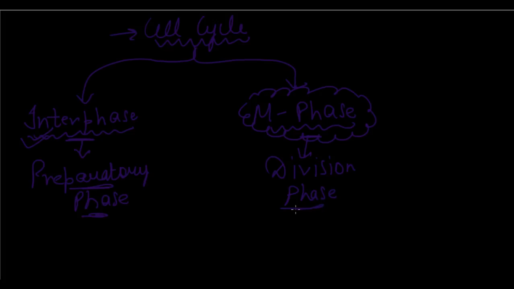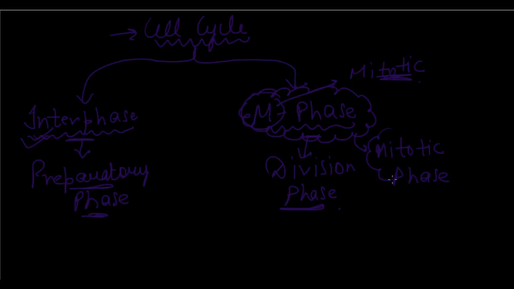So it is the phase in which the actual division process takes place. And this M in this phase right here stands for mitotic. So M phase is called the mitotic phase, the phase in which the mitosis process takes place, which I've discussed in my cell division video.